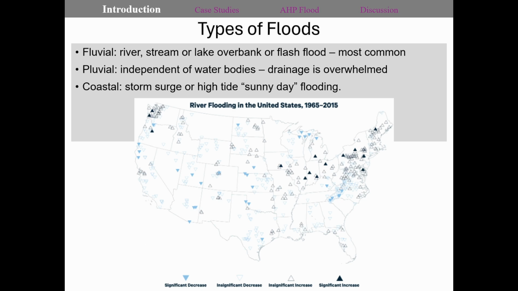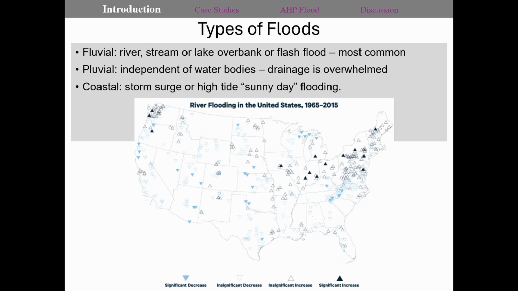The second flooding type is pluvial, and this is a storm that's independent of our water bodies and streams. It is when drainage is overwhelmed and we have flooding across the landscape that's separate from a fluvial flood event. And then along the coast, we have coastal inundation: storm surge, high tide, or sunny day flooding.